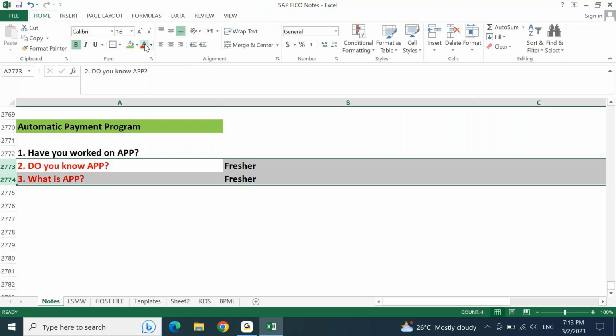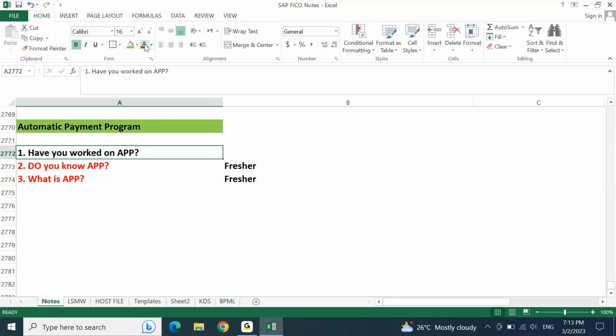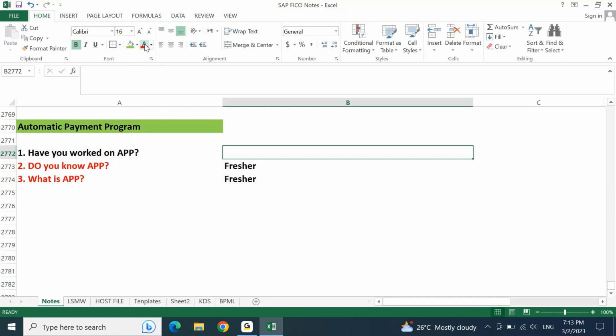When I say have you worked on automatic payment program, most of the people, especially the trained candidates, will start explaining the APP configuration. APP is automatic payment program used for making payments, issuing checks automatically. Configuration of APP is in 6 steps, 5 steps, whatever: company codes, paying company codes, payment method, bank determination. Who is asking you that question? Who asked you to tell the configuration? Nobody. The question was whether you worked on APP or not.